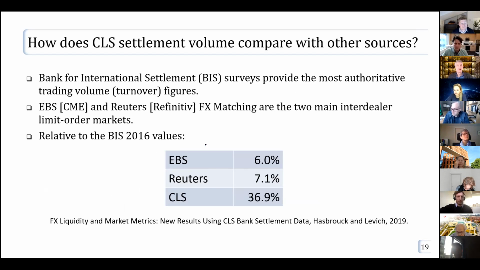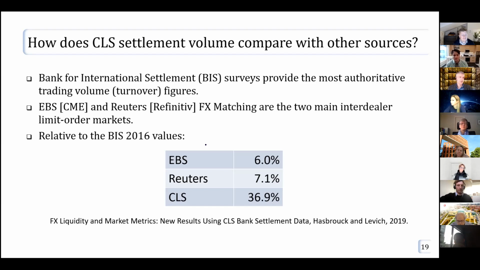So how much of the market are we seeing here in CLS? The BIS estimates of turnover are generally considered the most authoritative. Most FX microstructure concentrates on studies of either EBS or the Reuters FX matching system. They are the interdealer limit order markets. Between them, they have 13% of the market. Each one, and EBS by itself is about 6%. CLS, in contrast, is much larger. We're up to 37%, nowhere near 100%, but certainly a much bigger slice of the market than we were getting from just looking at the interdealer limit order books.